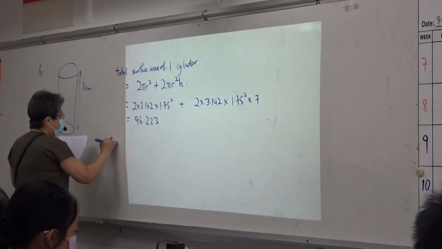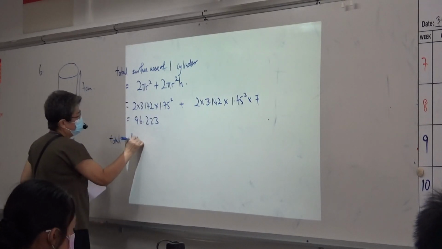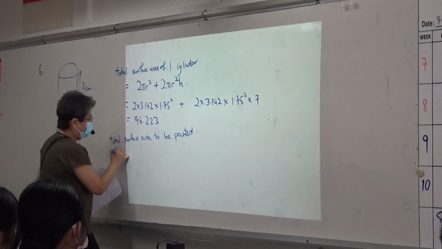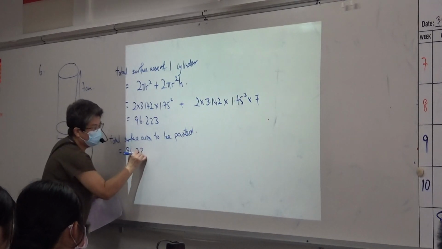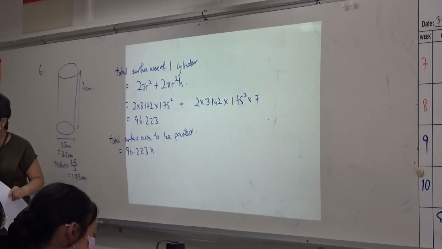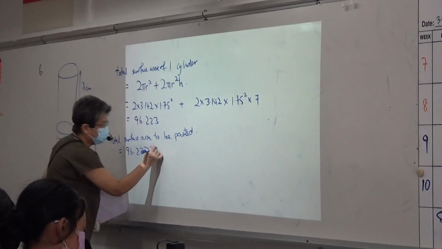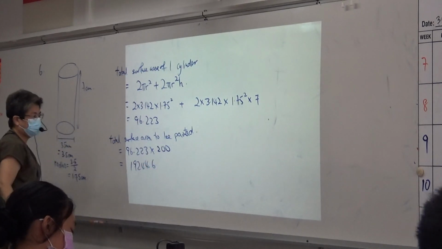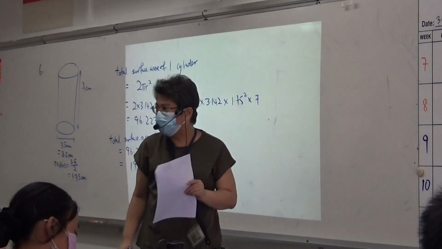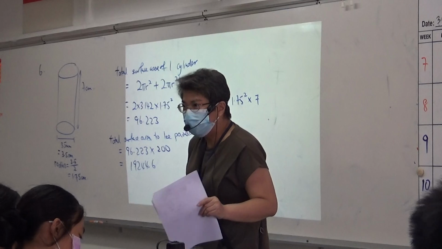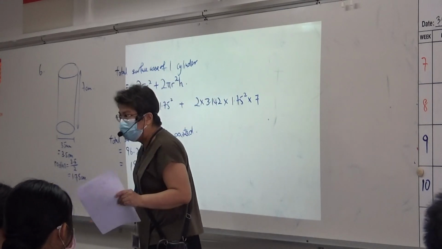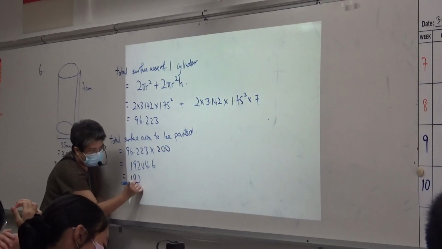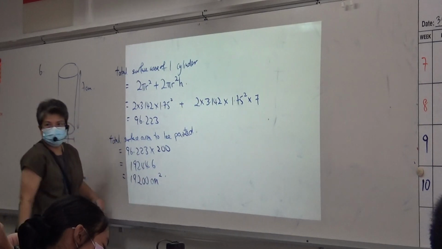Alright, now, what is the total surface area to be painted? I must take 96.223 times how many of such cylinders am I painting? 200, very good. So I will get 19244.6. Now, do you agree that this is already the final answer? Alright, final answer must be given to what? 3 significant figures. So 1, 2, 3. So what should you do? 19200 cm squared.